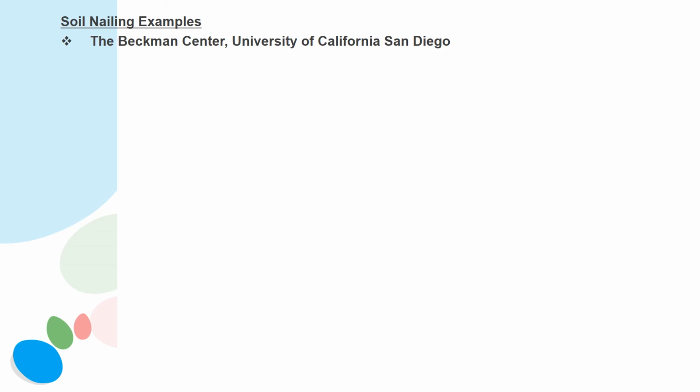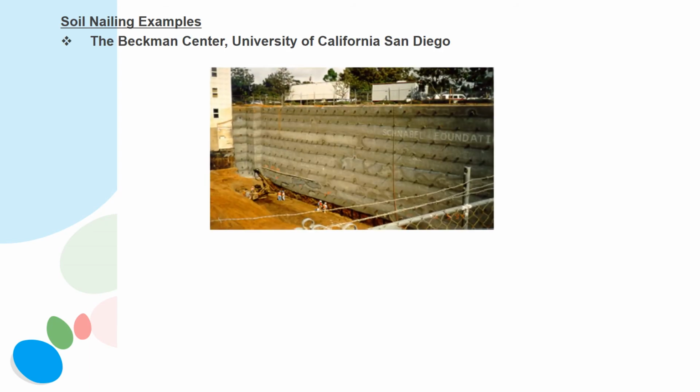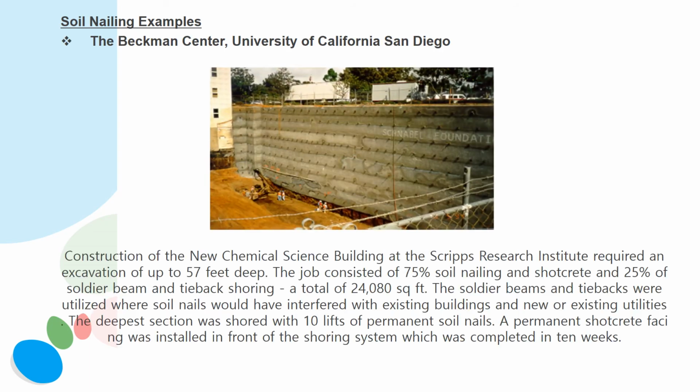Another example on soil nailing: The Beckman Center, University of California, San Diego. Construction of the new chemical science building at the Scripps Research Institute required an excavation of up to 57 feet deep. The job consisted of 75% soil nailing and shotcrete and 25% soldier beam and tieback shoring, and a total of 24,080 square feet.